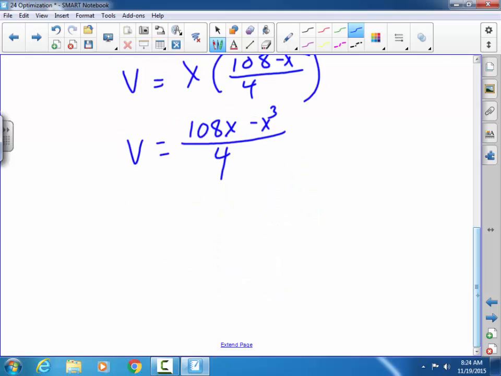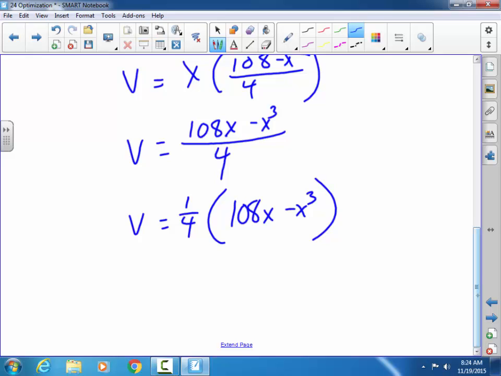Can anybody see how we could even get rid of the quotient rule there? How could we do that? Can't multiply it by 4 because that would mean we'd have to multiply this by 4. But we could do this. We could factor out a 1/4: 108x minus x cubed. And see, by doing that, you say, well, we're back to a product rule. But what's the derivative of 1/4? 0. So we really don't have a product rule.